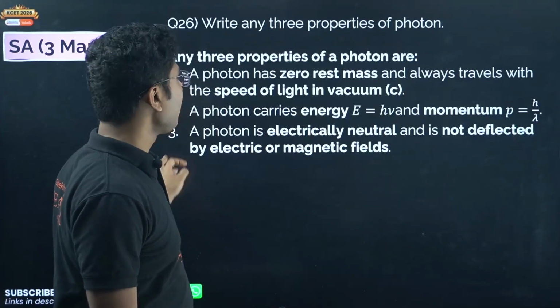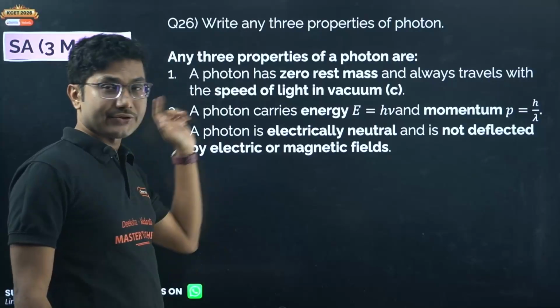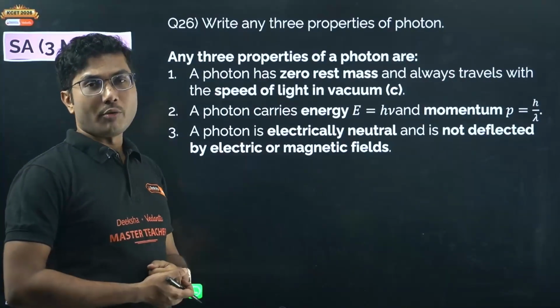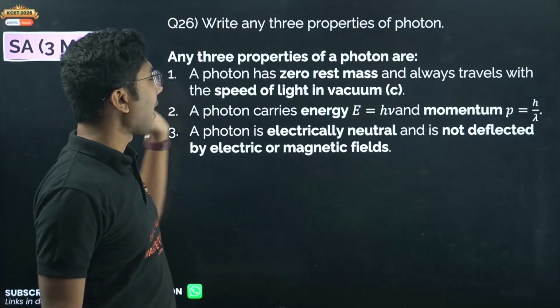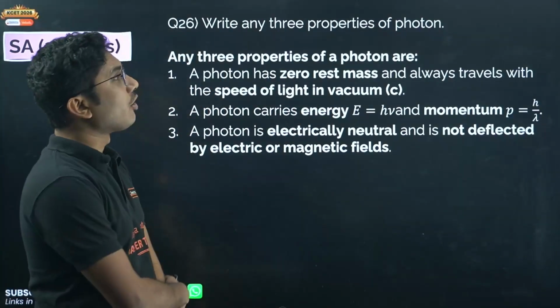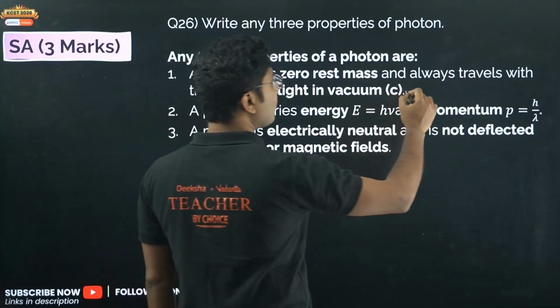Now let's move on. Write any 3 properties of photon. This question, the last question, and the next question are from your model paper. Any 3 properties of photon are: photon has 0 rest mass and always travels with the speed of light in vacuum. Okay, so this is photon.